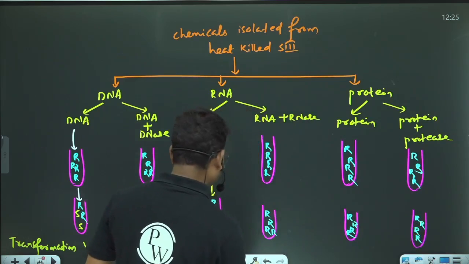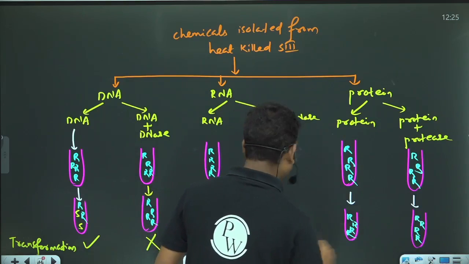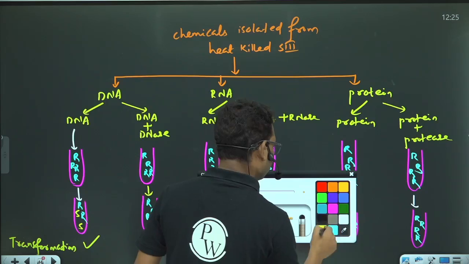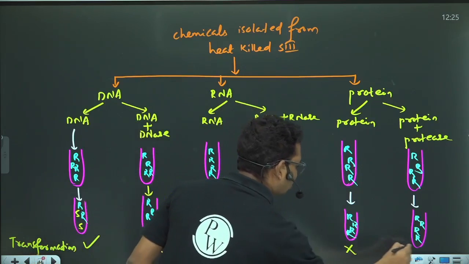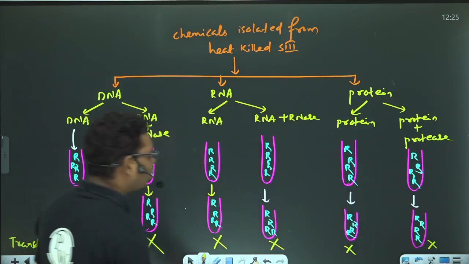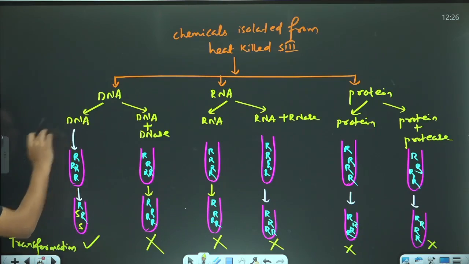In all these cases, you can see that there is no transformation. Here also no transformation. Why? Because only the R form is present. But in this case, some of the R forms got converted into S form. Why? Because you added the DNA molecule.